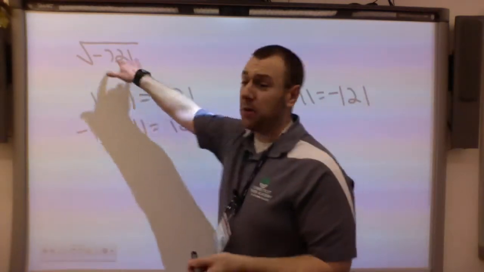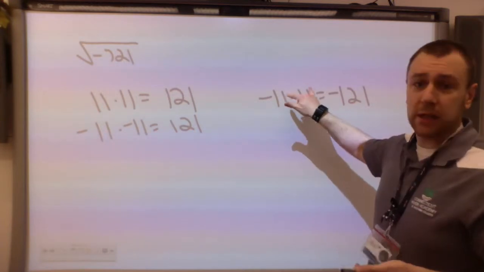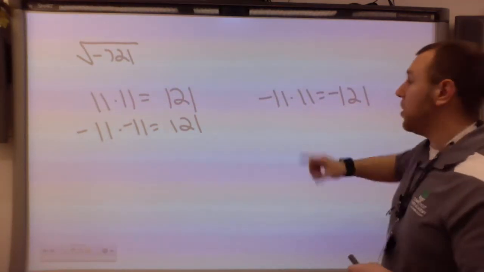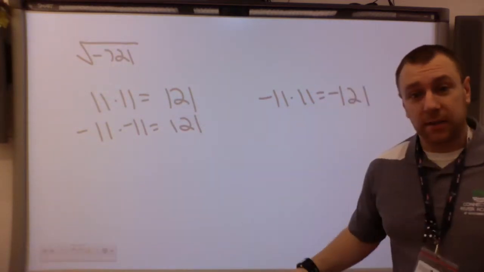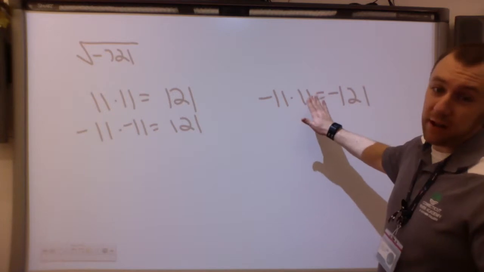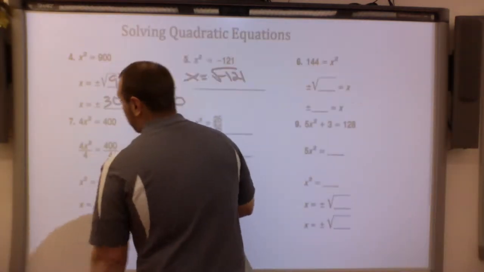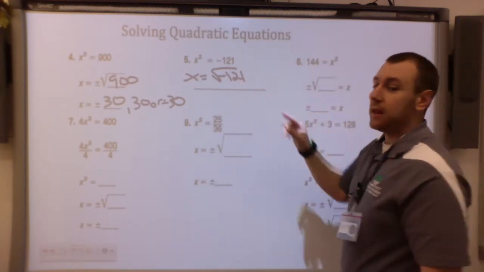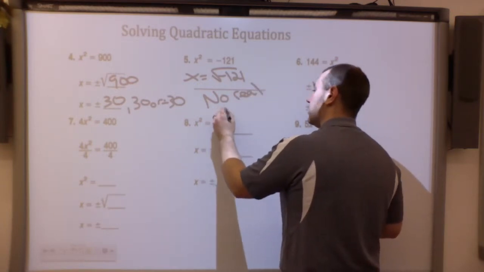Now, is that what the square root is asking? A number times itself? These numbers are not the same. You might look at them and say, oh, well, they're both 11. No, this is 11, this is negative 11. They're not the same number. I would rather have $11 in my pocket than owe $11. So when you have a square root of a negative number, there are no real solutions.